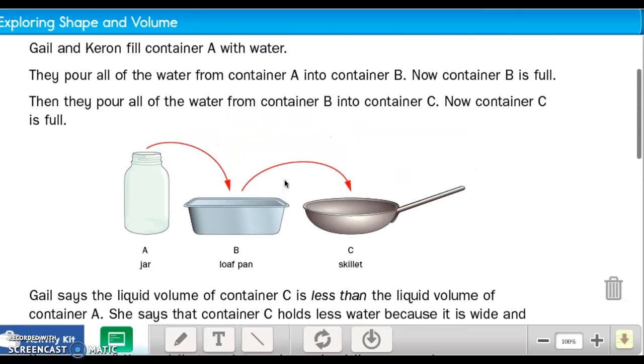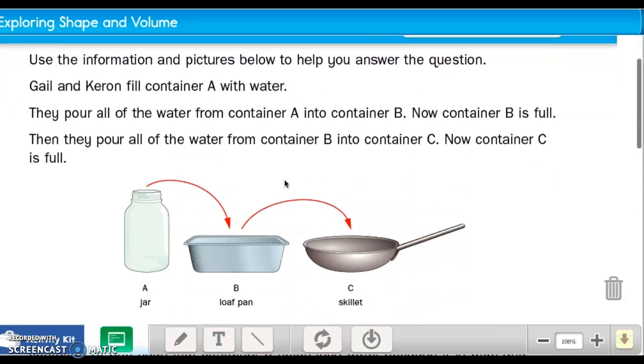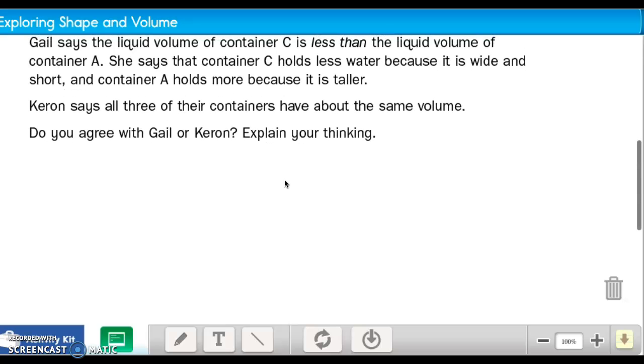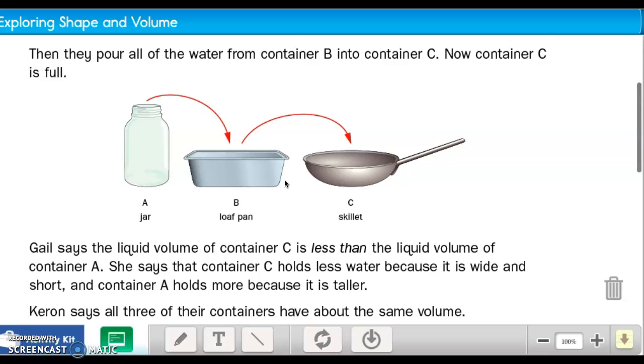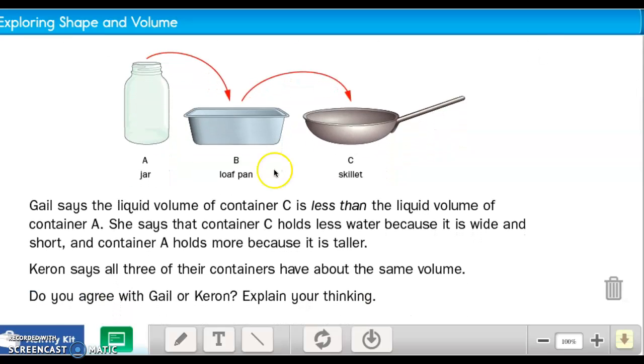Okay. I hope that you said that you agree with Karen, because it doesn't matter the shape of an object. It can hold the same amount of water. If this was full and he poured it in here and now this is full, that means it's the same. This is empty and now this is full, and that means they're holding the same amount.